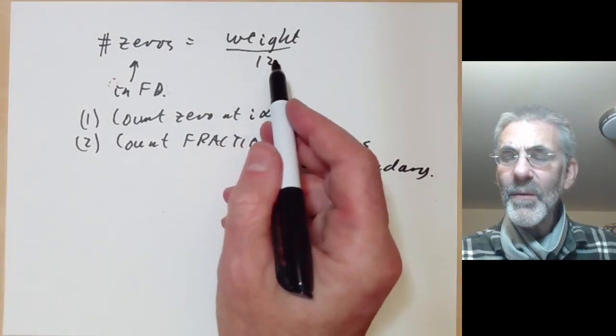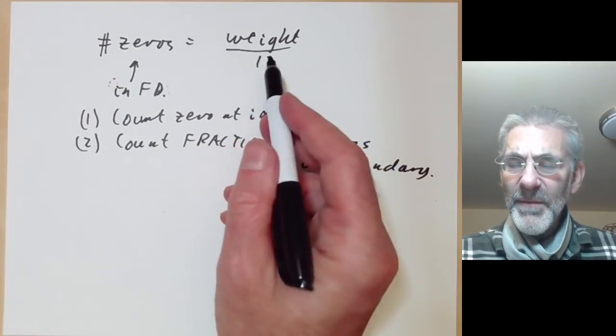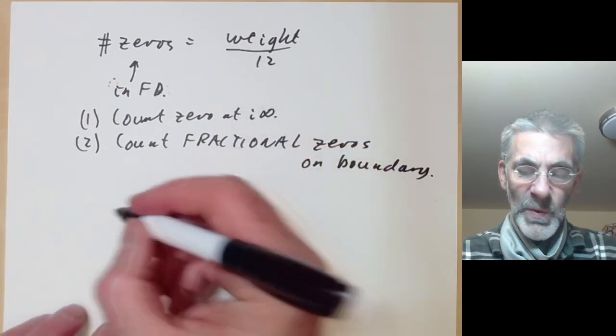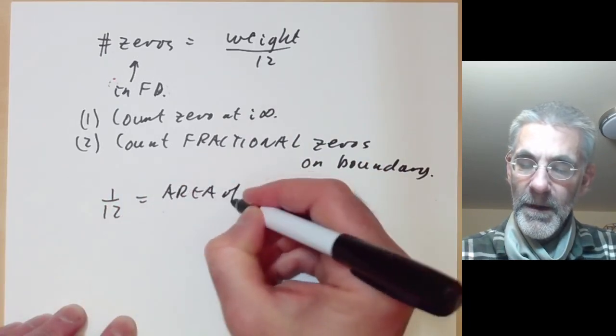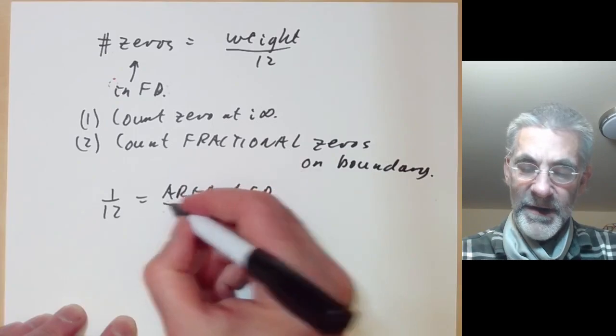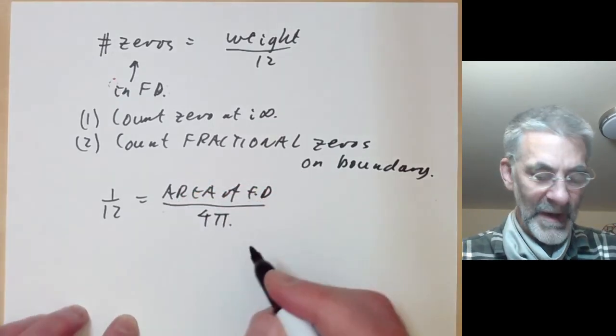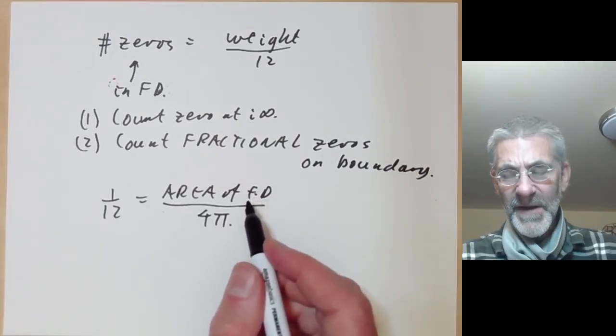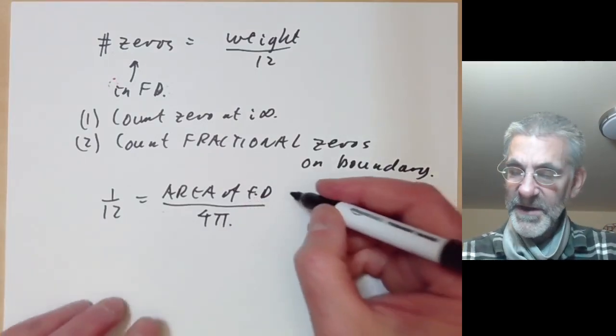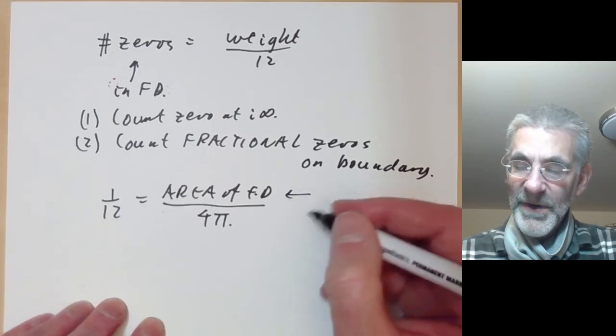By the way, you might wonder where this number 1 over 12 comes from. Well, what it really is, 1 over 12 turns out to be the area of a fundamental domain divided by 4 pi. And the area of the fundamental domain, well, you might look at the fundamental domain and say that's silly, its area is obviously infinite, but you have to work out its area with a funny volume.